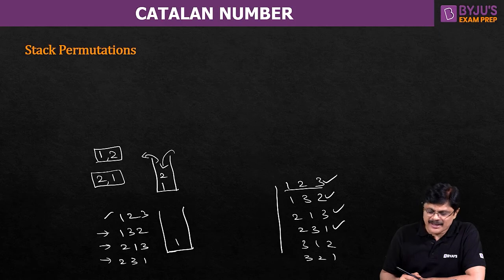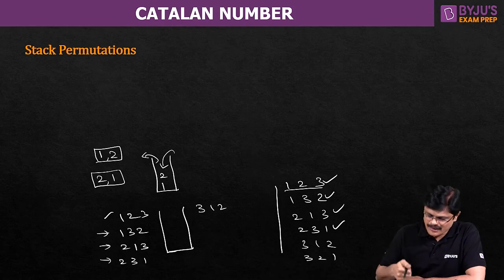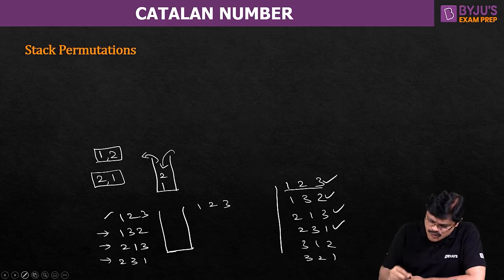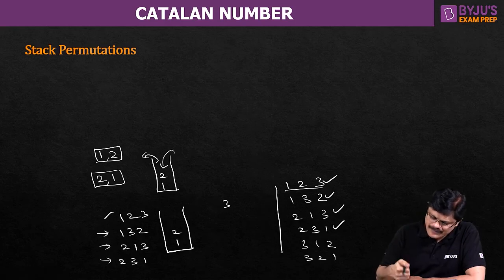Let us try 3, 1, 2. With 1, 2, 3, can you get 3, 1, 2? First what you do? Push 1. Till you get 3, you have to push everything. So then you push 2. Then you push 3.